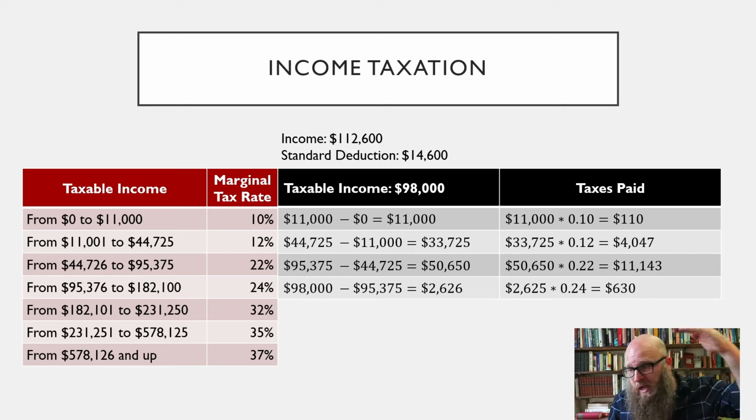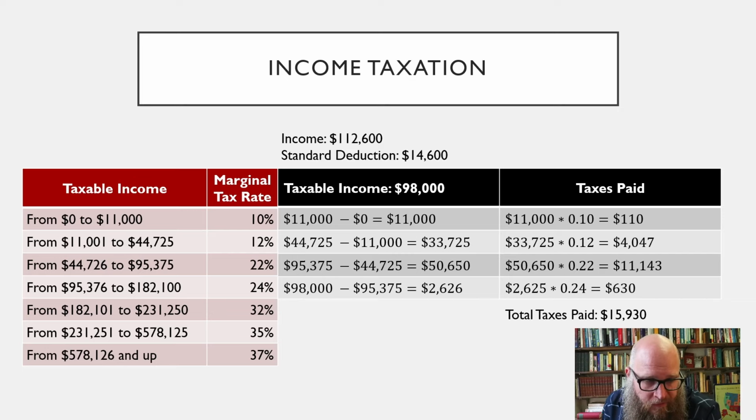Now we add it all up. So each component gets added up. Total taxes of $15,930. That's how much we pay. Now, there's two ways people talk about this. They kind of conflate the two, and they're entirely different concepts, and you need to know the difference. So that's why we're doing this.